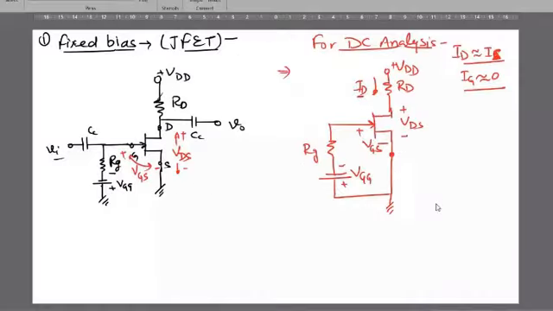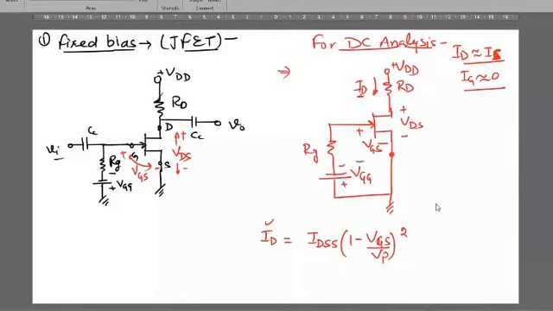We are already having one current equation, that is ID equals to IDSS times 1 minus VGS over VP whole square. This is Shockley's equation. From this equation, we will put the value of everything, VGS, VP, and IDSS. Then we can find out the value of ID. Okay, and in the similar way, we can go for that.